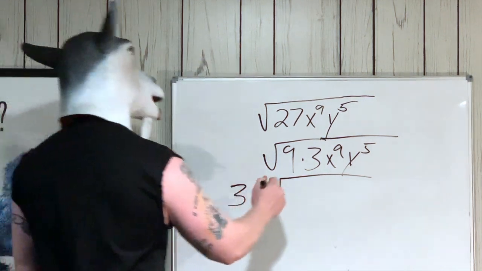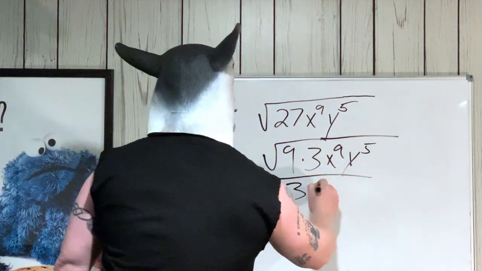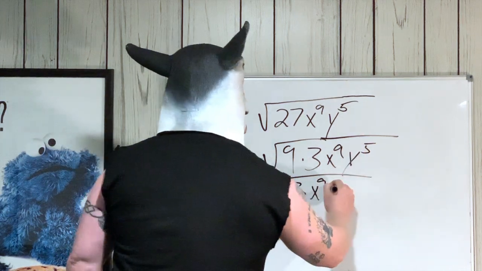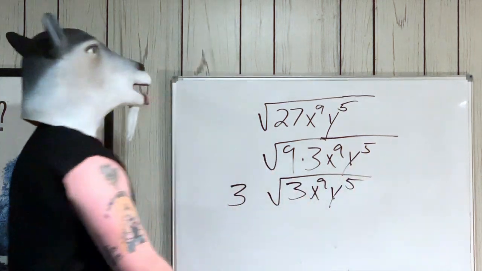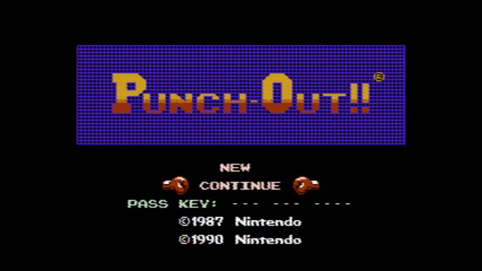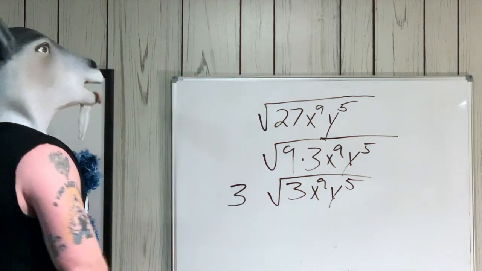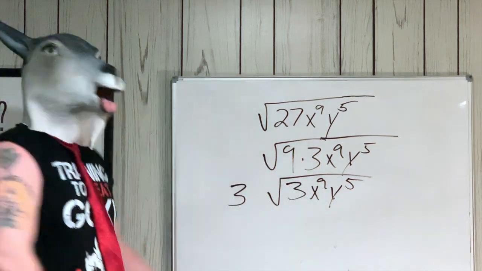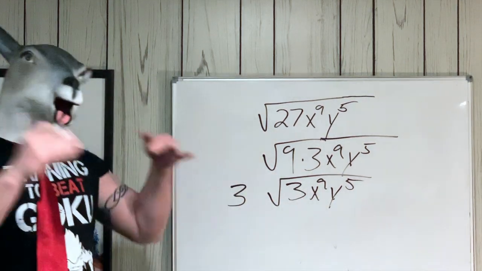So what's left in here? We got our 3, we have an x to the 9, and we got a y to the 5th. Now, you're going to divide by 2. Take the numbers on top of the letters and divide by 2, and the remainder stays in the house.